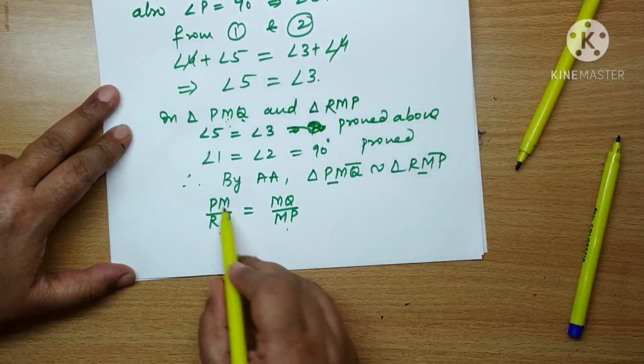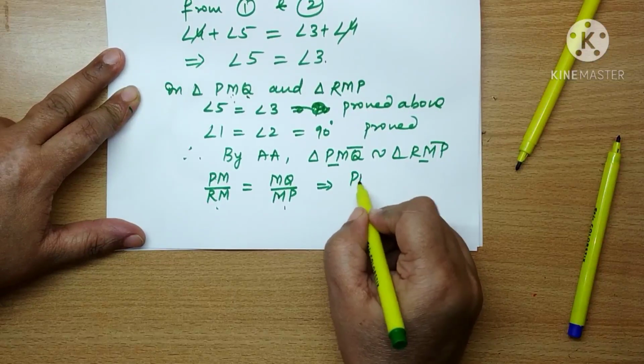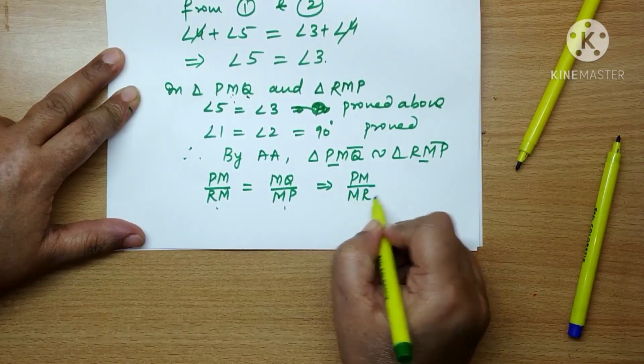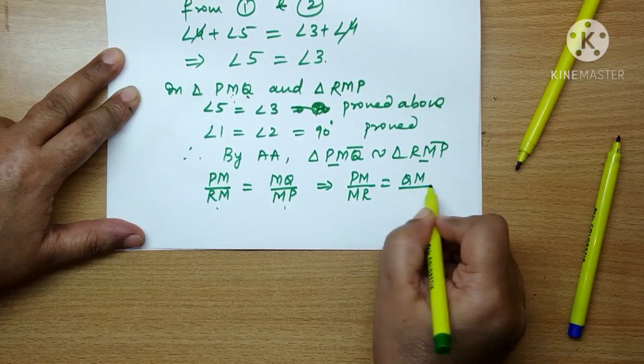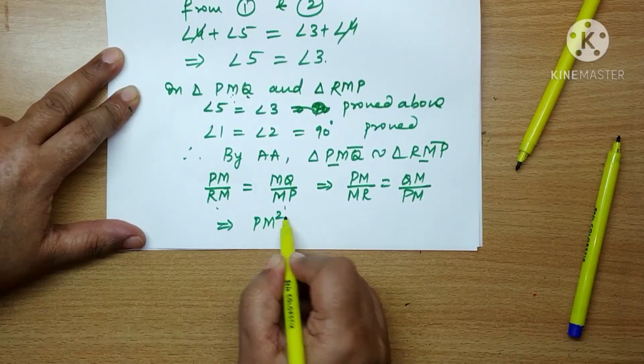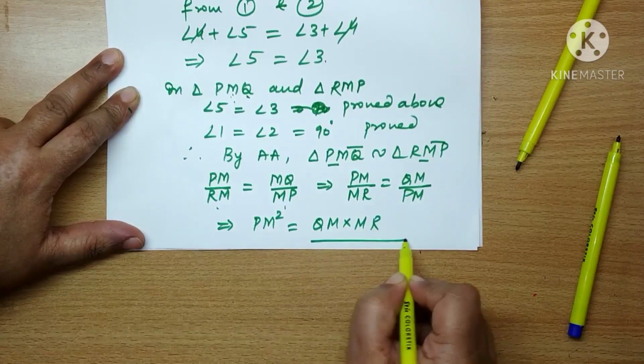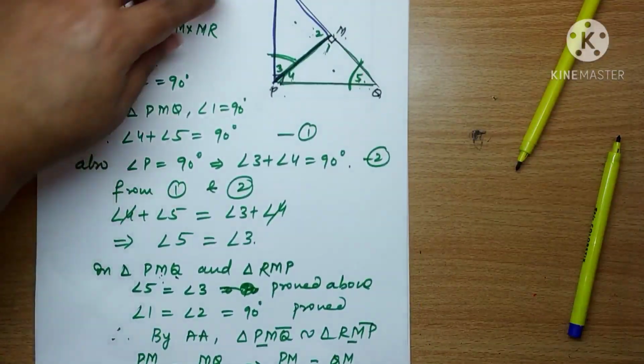So these two only give PM into MP. So can I rewrite it as PM by MR equal to QM by PM. So this gives PM square equal to QM into MR. This is what we need to prove, right?